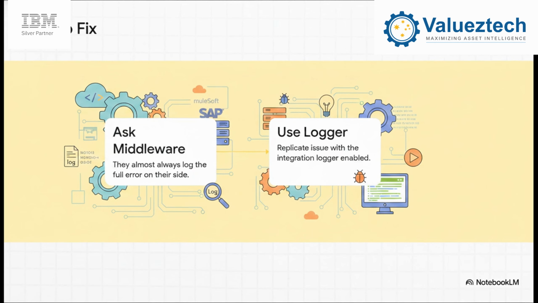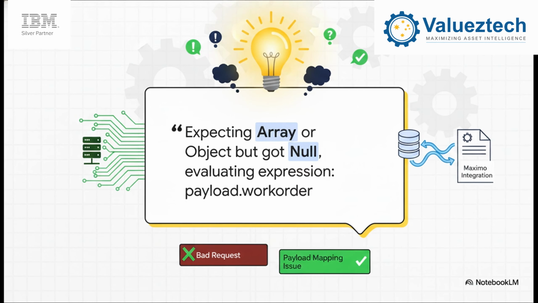Well, you've got two highly practical paths here. Step one, just ask your middleware team, your MuleSoft, Azure APIM, or SAP partners. They almost always have the full error logged on their end. Or step two, if you happen to be in a non-prod environment, just replicate the issue with the integration logger actually enabled. Because once you flip that logger on, you get the real story. Instead of just bad request, you might see something like expecting array or object but got null. And boom, instantly you know it's just a payload mapping issue in the published channel. It's not a Maximo HTTP failure at all.